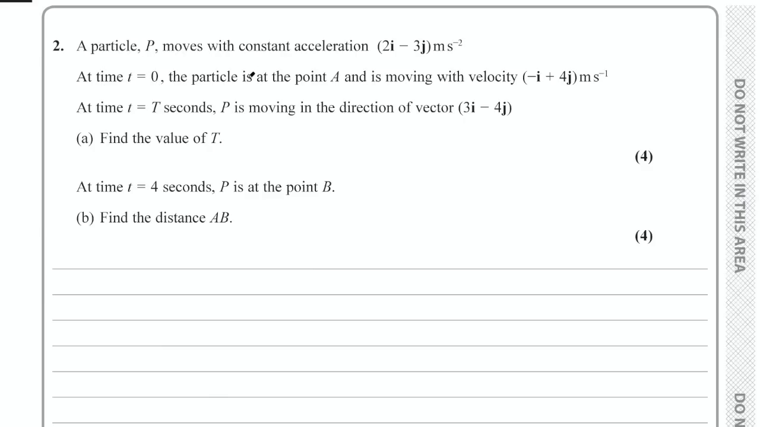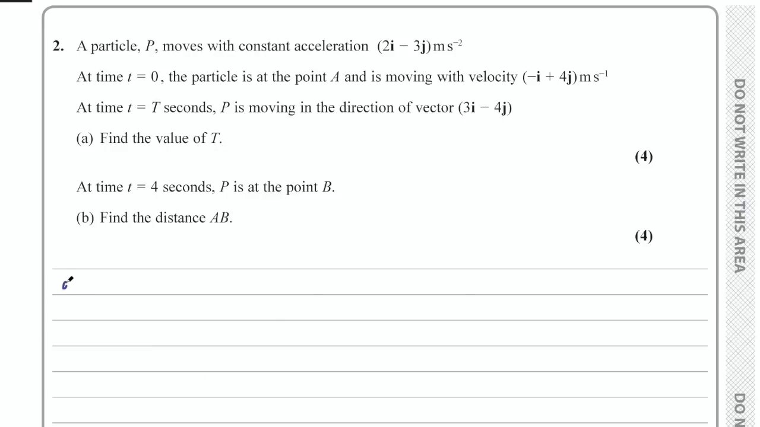Question 2 says a particle P moves with constant acceleration 2i take 3j meters per second squared. At time t equals 0, the particle is at the point A and is moving with velocity negative i plus 4j meters per second. At time t equals T seconds, P is moving in the direction of vector 3i take 4j. Part A says find the value of T.